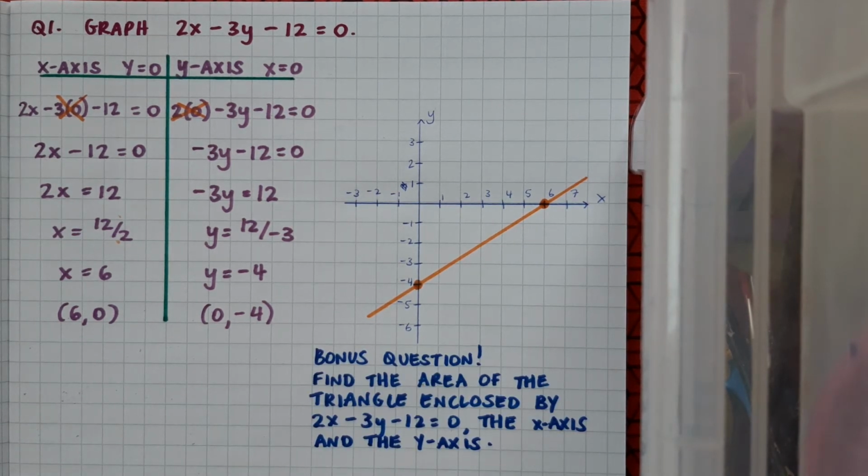Find the area of the triangle enclosed by 2x minus 3y minus 12 equals 0, the x-axis and the y-axis. Pause the video here now while you do that yourself, and then play to see if you're correct.